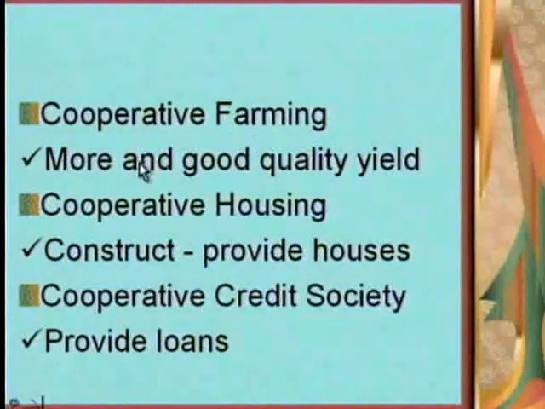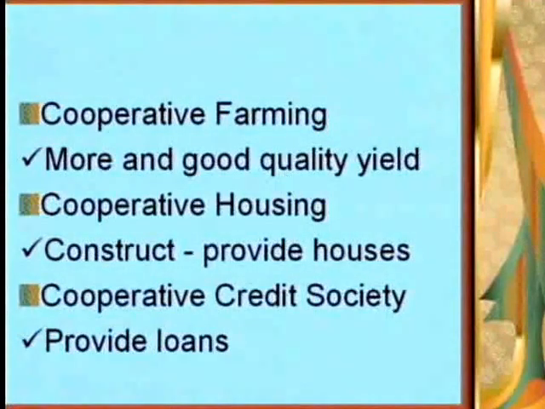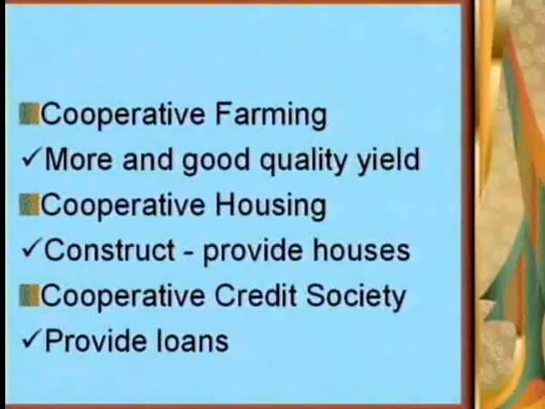Cooperative farming: for more and good quality yield, there is cooperative farming. Several acres of land are formed as a cooperative, and as a group they cultivate for better yield and better pesticide management. Then there is cooperative housing, with construction and providing houses at rates lesser than the market rates. And there is the cooperative credit society. These cooperative credit societies provide loans to needy individuals. Financial assistance is given by the cooperative credit societies.